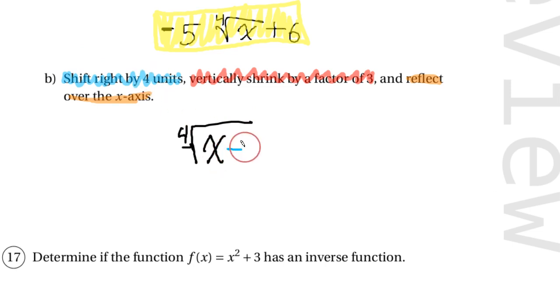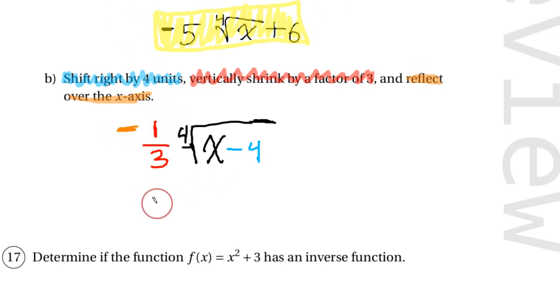That means I'm going to subtract 4 inside the radical. So I need to make sure that this radical stretches over the 4. Then they want a vertical shrink by a factor of 3. Well, shrinks and stretches happen by putting a number in front, and it's a shrink, so that means it's 1 over the number that they tell me. And then reflect over the x-axis means I need to put a negative in front of everything.